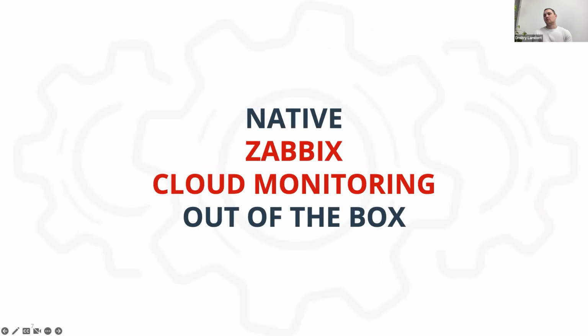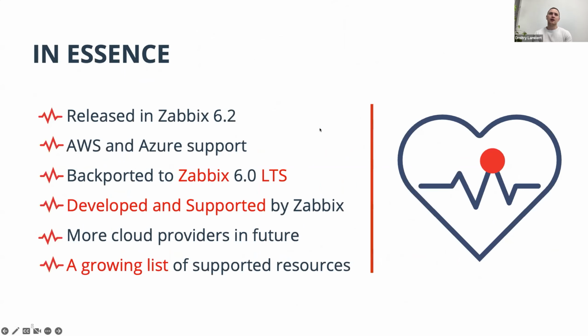So this is the time when the actual native Zabbix Cloud Monitoring is available out of the box. As usual, it is with Zabbix at no cost, for free, open source. You can check all the code, sources and scripts, how we are actually collecting this data, how we're utilizing it, and what we're doing with that. In essence, cloud monitoring was released in Zabbix 6.2 with initial support of AWS and Azure cloud providers.